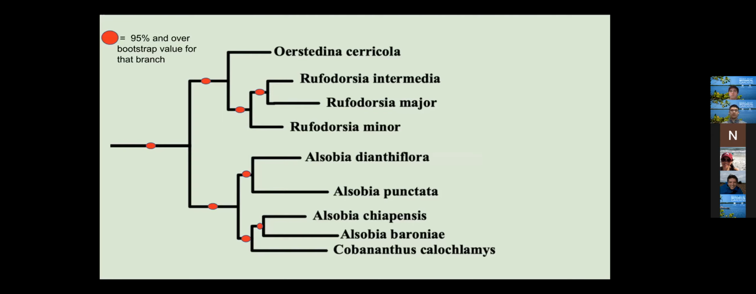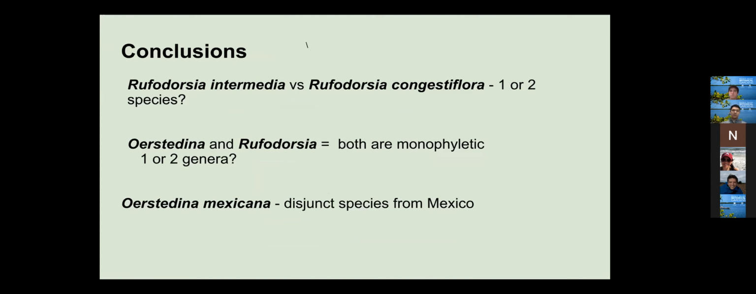Conclusions and future directions. We need to look at the ranges where Rufidorsia intermedia and Gesneriaceae are found to see whether or not they're really two species. The ranges overlap significantly and they share morphological similarities. We do not know for sure that they are different species.